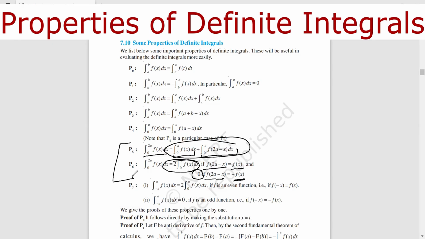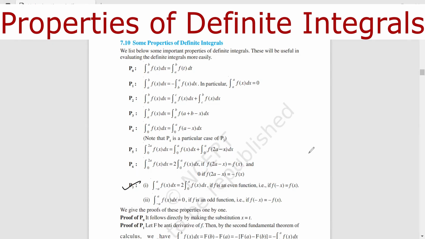After that, the very last property, number 7. Suppose in any case I'm getting the limit from minus a to a. That means the same number, one is negative, the other is positive. So in such a case, the answer depends on this f(x). That means if the function f(x) is even, then the answer is this. If the function f(x) is odd, then the answer is 0. Now, how can we find out whether the function is even or odd? Just by replacing x with minus x in the function.